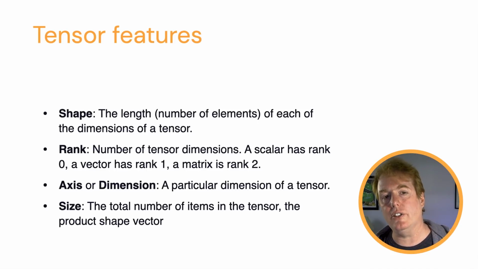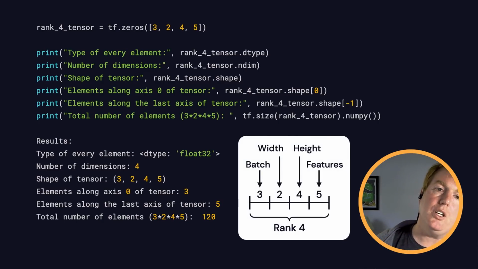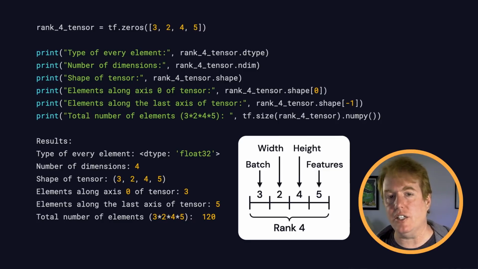The biggest one here that you'll see a lot is shape, which describes the number of elements along each of the axes. Fundamentally, though, you're allocating a block of memory and some metadata around this brick of numbers that you have. So in code, we make a rank 4 tensor, and then we can interrogate it about all its features. Here we see dtype and shape and number of dimensions, and each dimension, which we're going to call an axis.